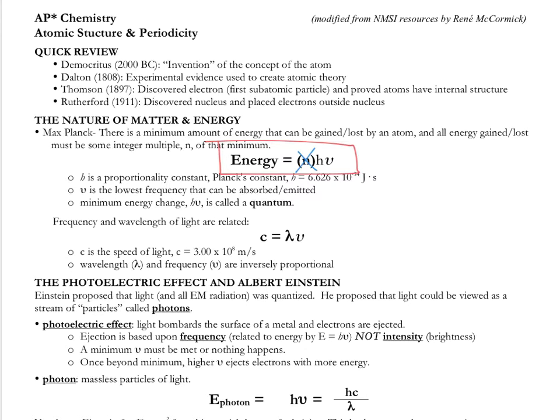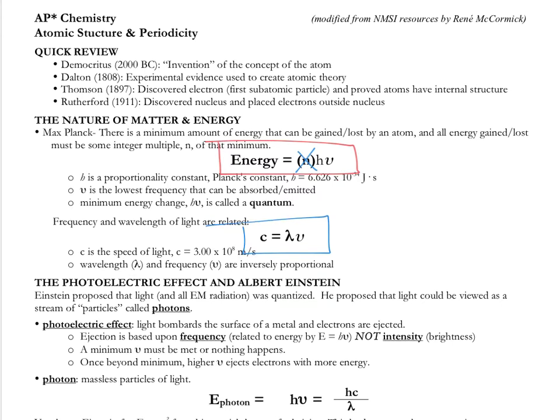So we can say when the frequency is large, we absorb a lot of energy. When the frequency is small, we're absorbing less energy. But there's only certain amounts of energy that can be absorbed or released. And this equation below this, c equals lambda nu, relates to light.